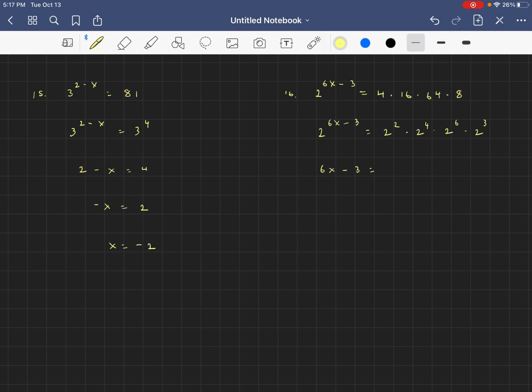Now, because I have all these different twos, you were taught to add the powers. You could have done that in one step. You didn't have to show me all that. 2 plus 4 plus 6 plus 3. I'm going to add the 3, divide the 6. 2.